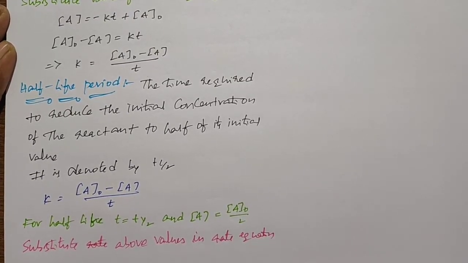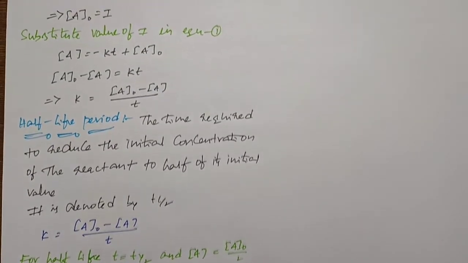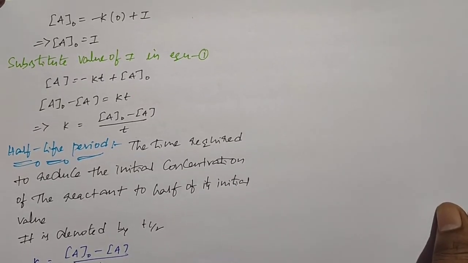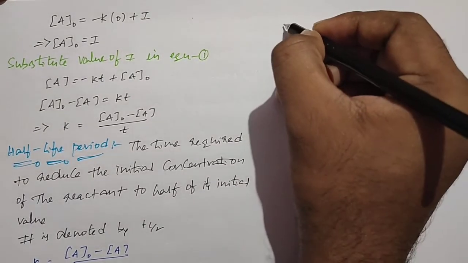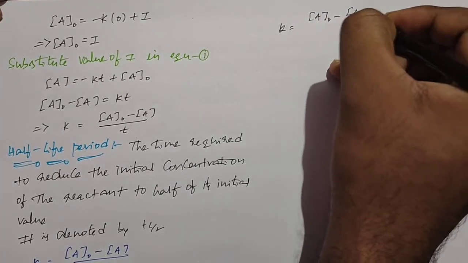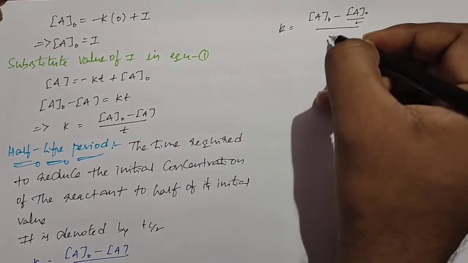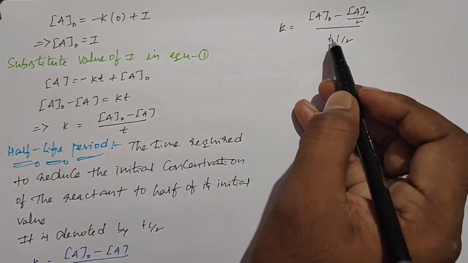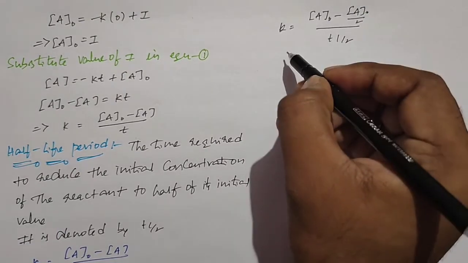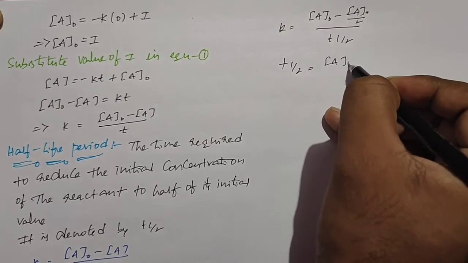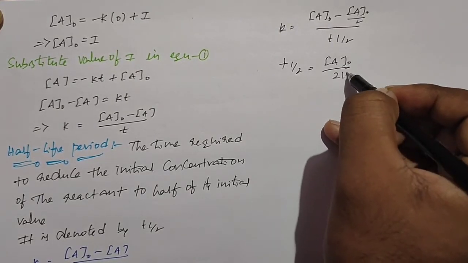So after substitution we get the equation: K is equal to (A naught minus A naught by 2) divided by T(F). Now take T(F) to this side and the K value to this side. After simplification we get T(F) is equal to A naught by 2K.